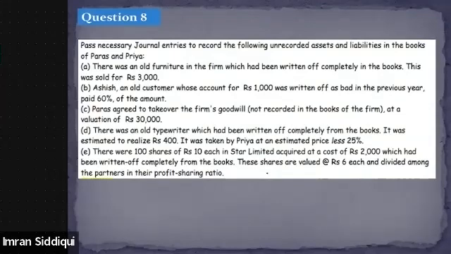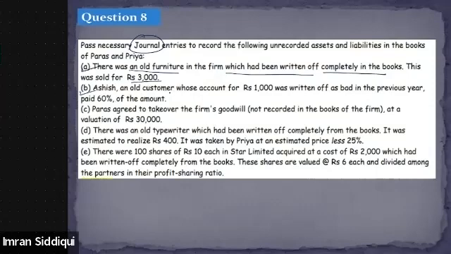All right, I want all of you to try this question as well. You may find this a little difficult comparing with the previous questions. Question is asking us to pass the journal entry again. It says there was an old furniture in the firm which had been written off earlier completely. This was sold for rupees 3,000. So one of the written off furniture is being sold now.